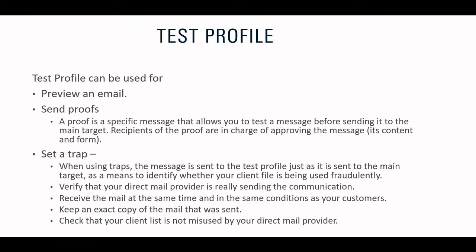What is a proof? A proof is a specific message that allows you to test a message before sending it to the main target. The recipients of the proof are in charge of approving the message. They will review your message as a whole: the content is fine, the email links you have given in the email are working fine, and the body and text you have written in the email are also looking fine. So basically it is just an approval process. For proof as well, we can use a test profile.